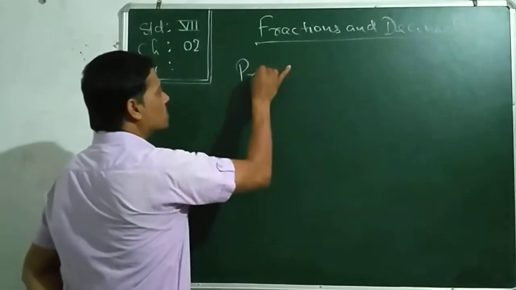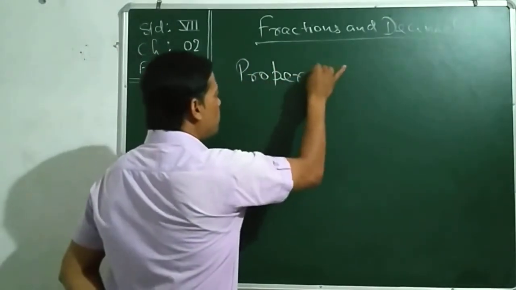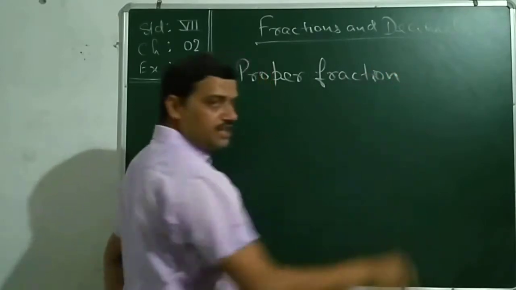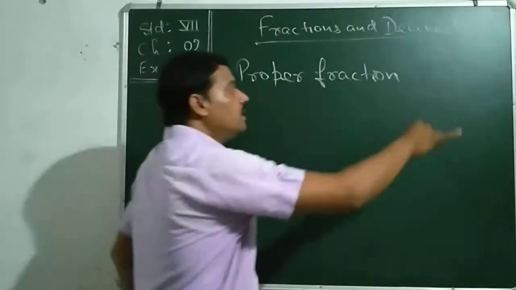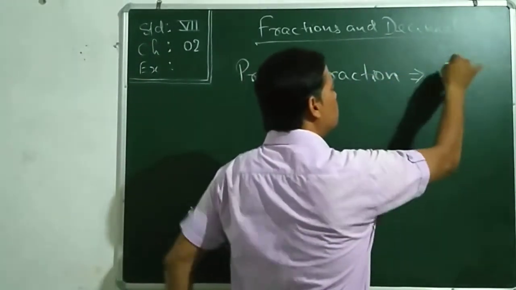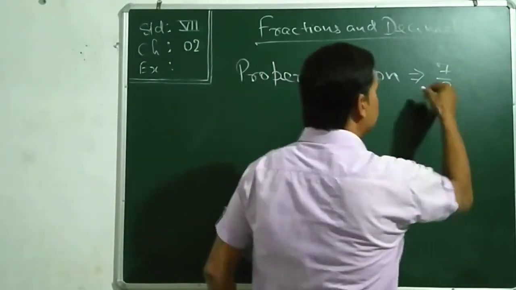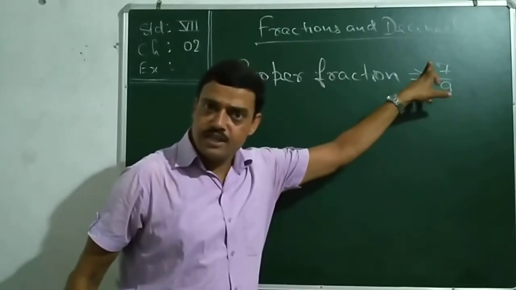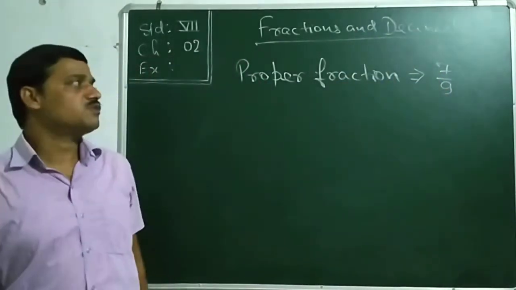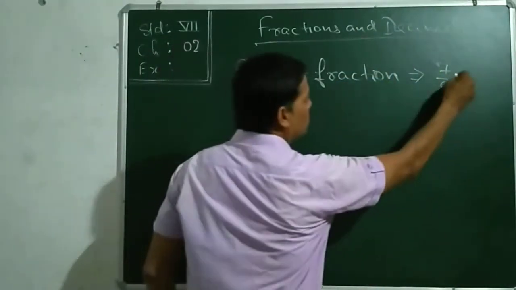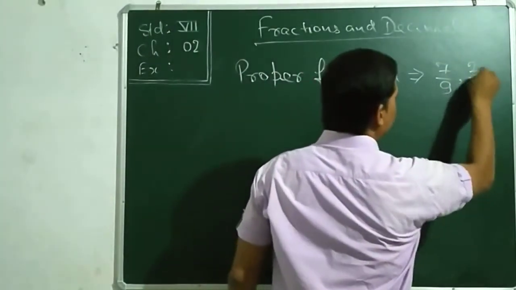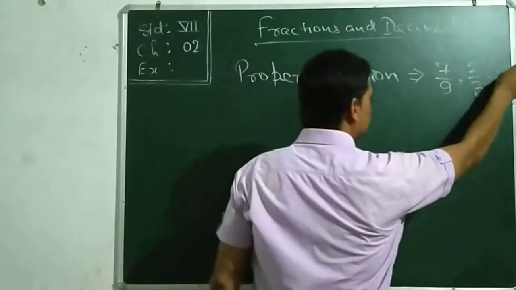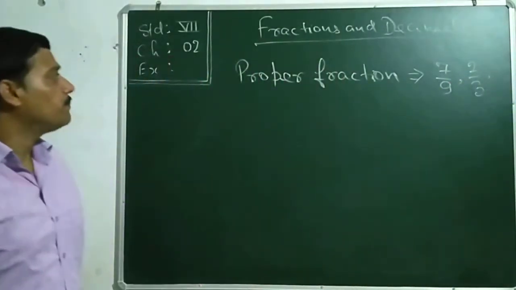Say proper fraction. What is a proper fraction? Among the types of fractions, the first one is proper fraction. The numbers which are having a greater denominator and a smaller numerator, that is 7 by 9, that is a proper fraction. Similarly, you can write here 2 by 3, and so on. All of them would be proper fractions.